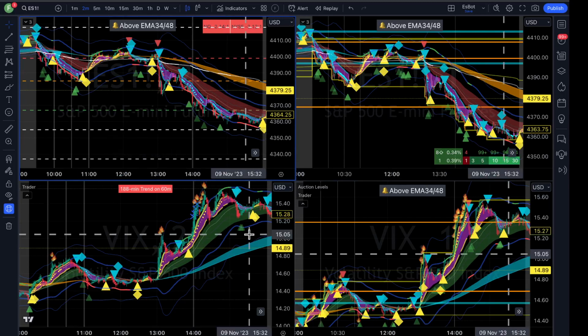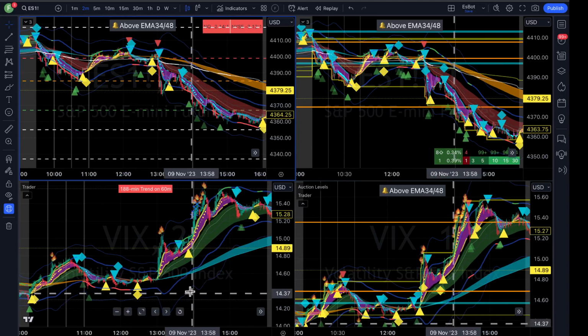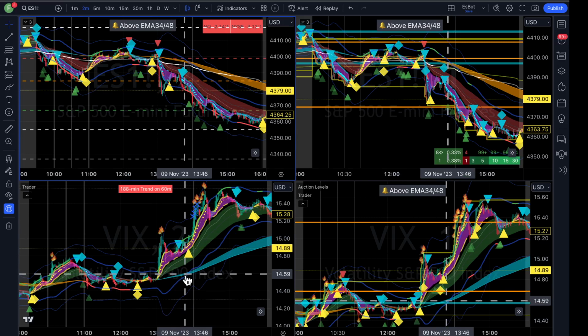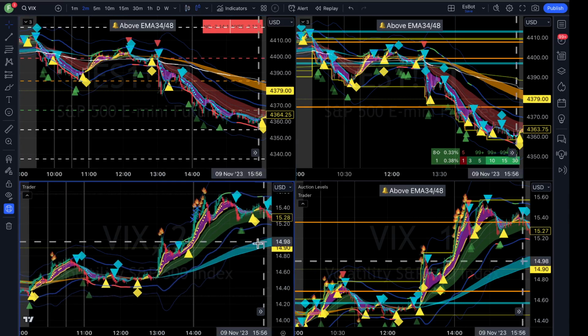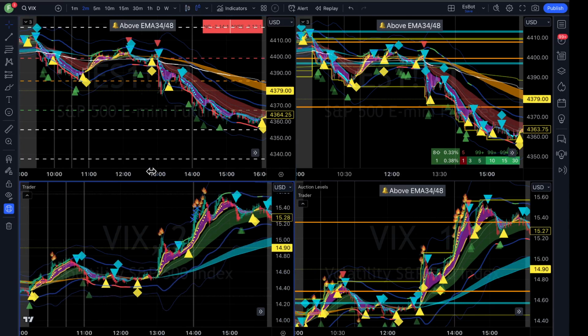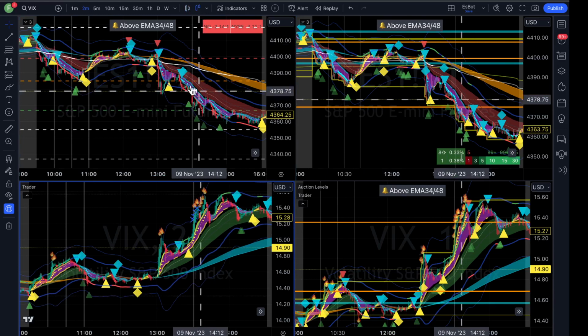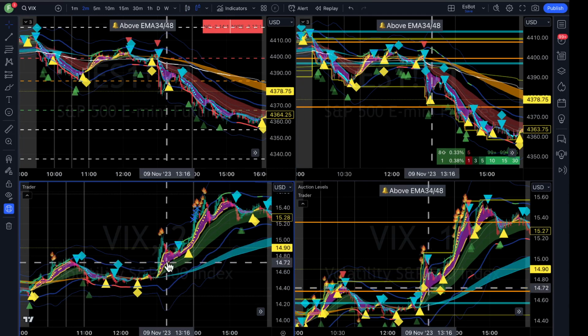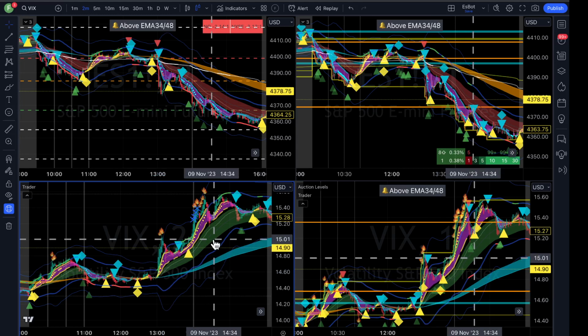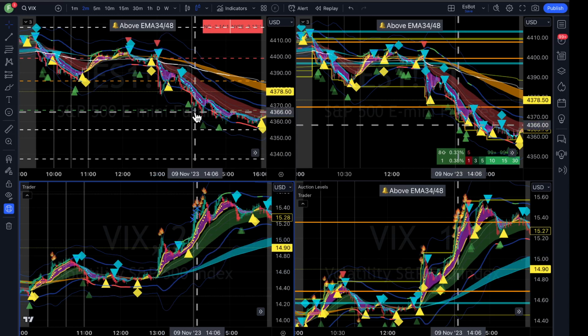What I want to talk about is the entries, and a big part of it is where exactly do I get in. From what I've seen, based on the indicator, personally I've spent too much time looking at the ES at the top, and I do much better if I look at VIX at the bottom. Let's take a look at yesterday.